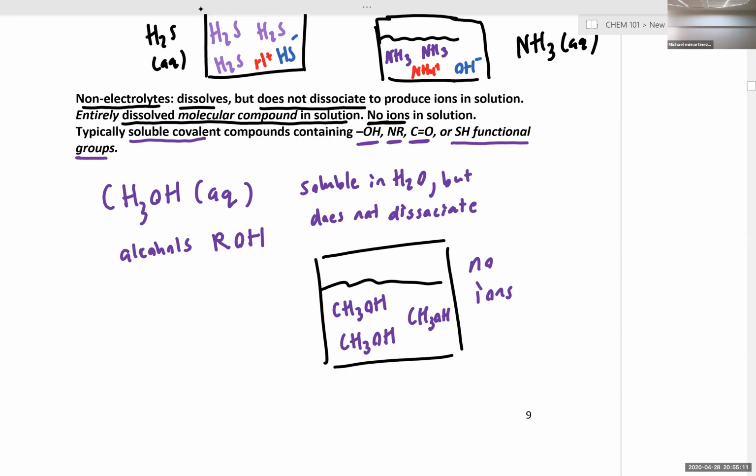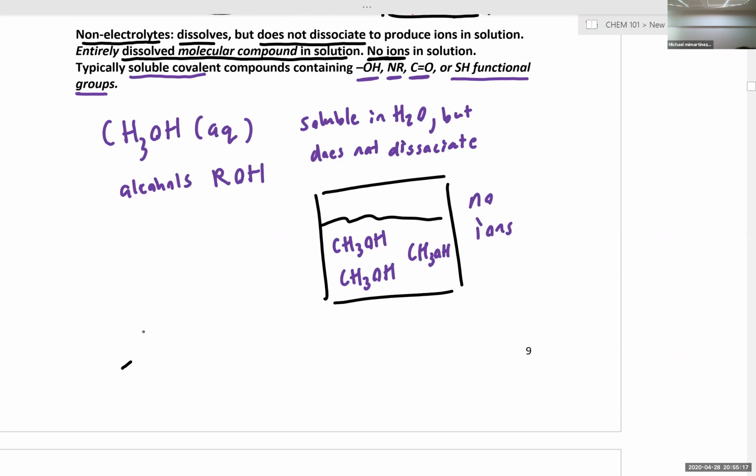Okay, other examples of non-electrolytes would be something like acetone, which again has this carbonyl functionality. You don't have to memorize all of your non-electrolytes. The majority of the non-electrolytes that you'd see in this class are going to be alcohols of some variety or thiols of some variety. The main thing I want you to keep in mind for your non-electrolytes is that they do not dissociate.